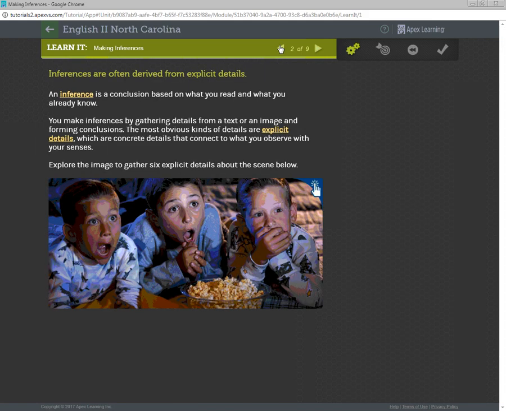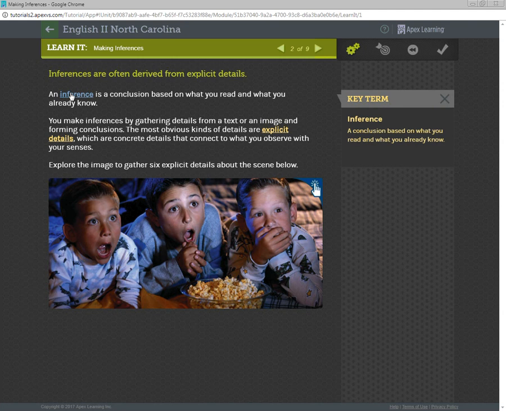So an inference, once again, is a conclusion based on what you read and what you already know. So the words from the text and your prior knowledge. So you make inferences by taking what you know and the details from the text to form conclusions.